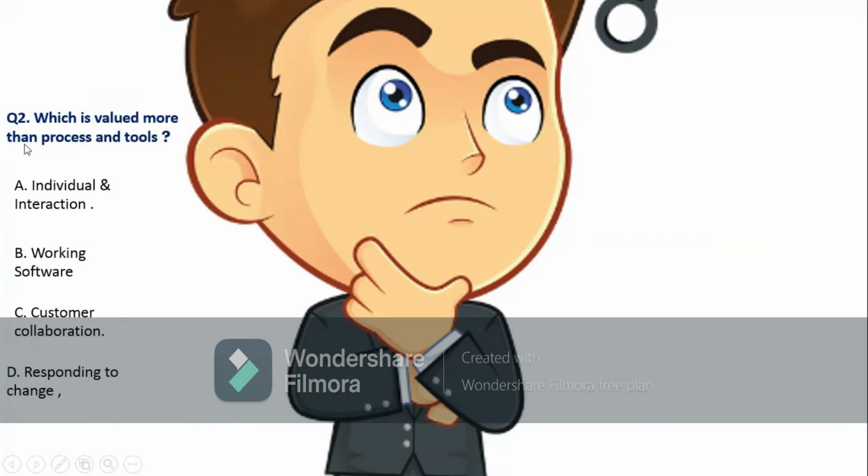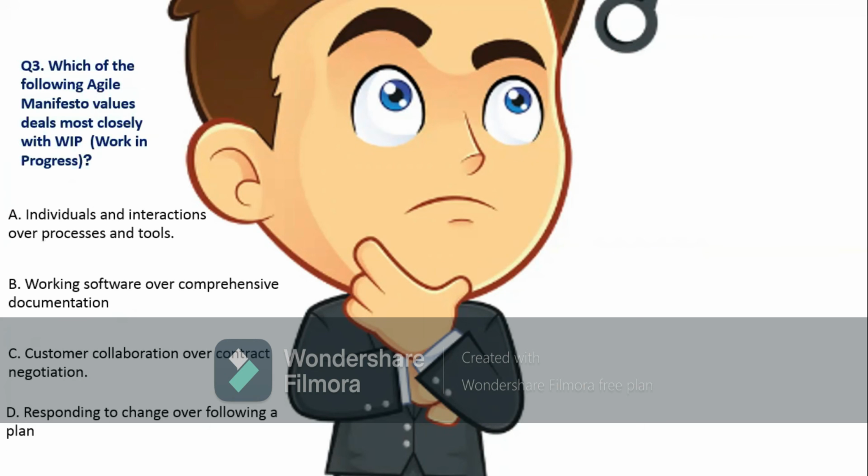The second question: which is valued more than process and tools, right? So here we talk about what is valued instead of process and tools, right? So as we know, from the first side it is individuals and interactions, working software, customer collaboration, responding to change. So of course it's A, it's going to be individuals and interactions.